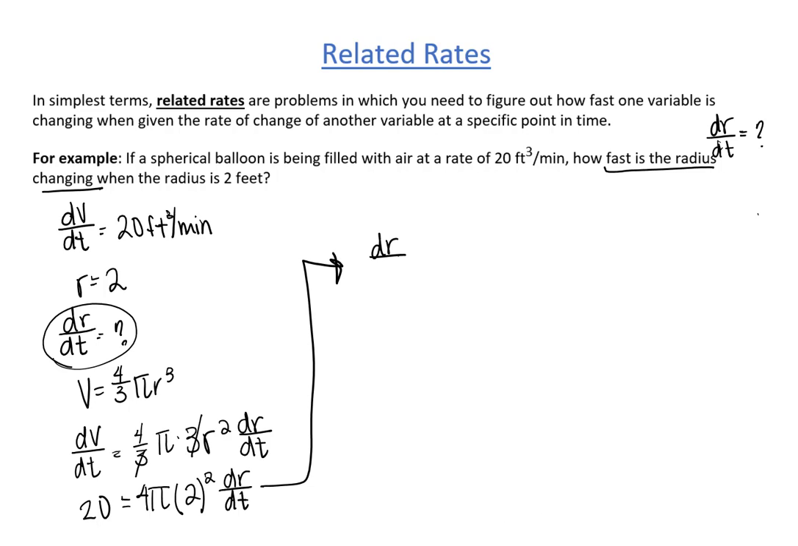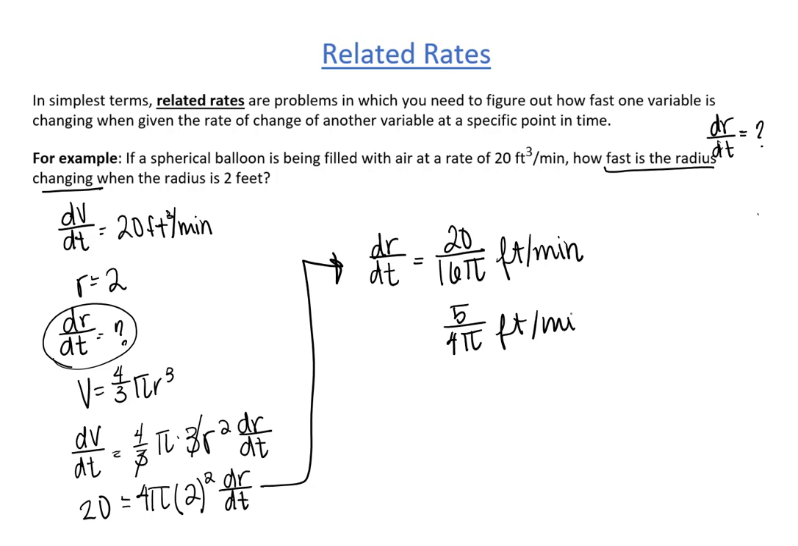We get dr over dt equals 20 divided by 16 pi. And that is going to be feet per minute, because the radius is a single dimension, so we have just feet per minute. And I can simplify this even further. We can leave it there. We can also write this as 5/4 pi feet per minute.